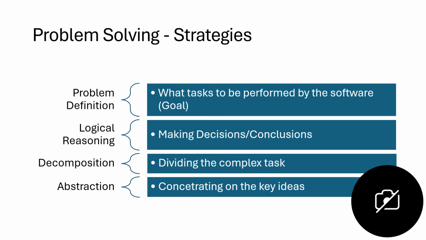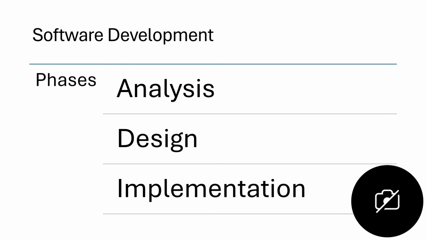And the last strategy is abstraction. Again, when you have a complex problem, we may not have all the details in hand, but we may have the key idea, the main idea. So whenever we have problem solving, we need to concentrate on these four things: problem definition, logical reasoning, decomposition, and abstraction. We are going to see everything in detail. So this is our objective.